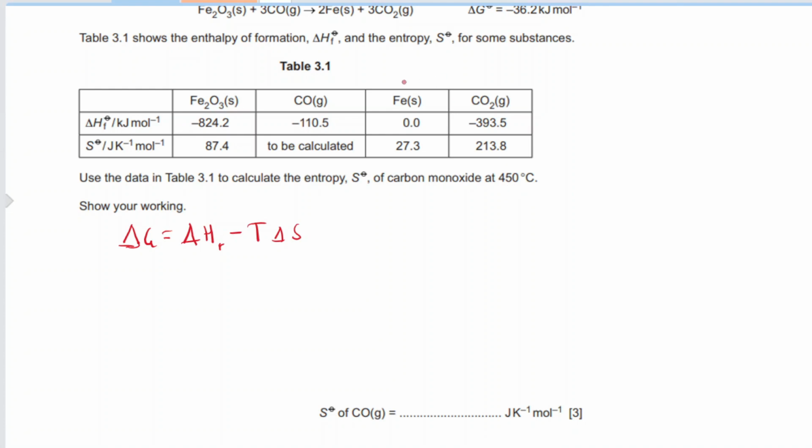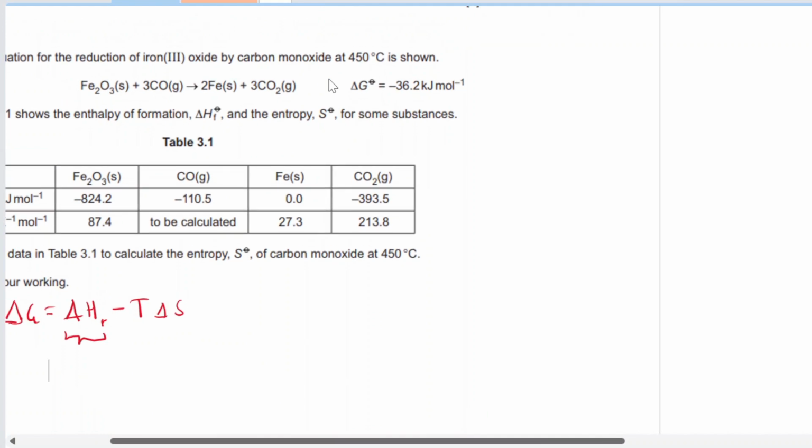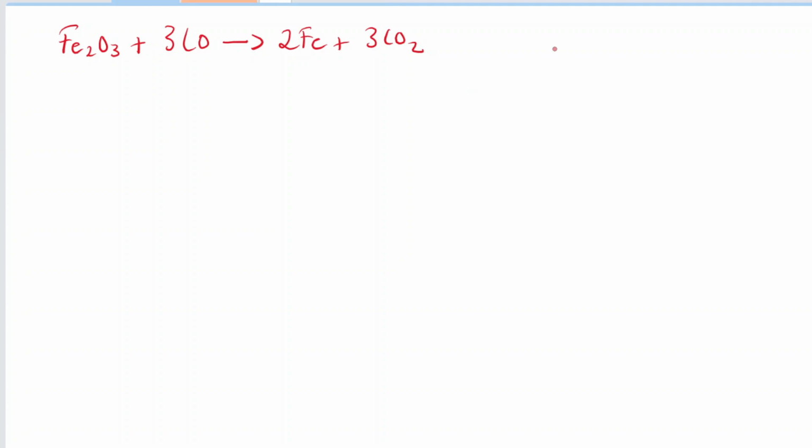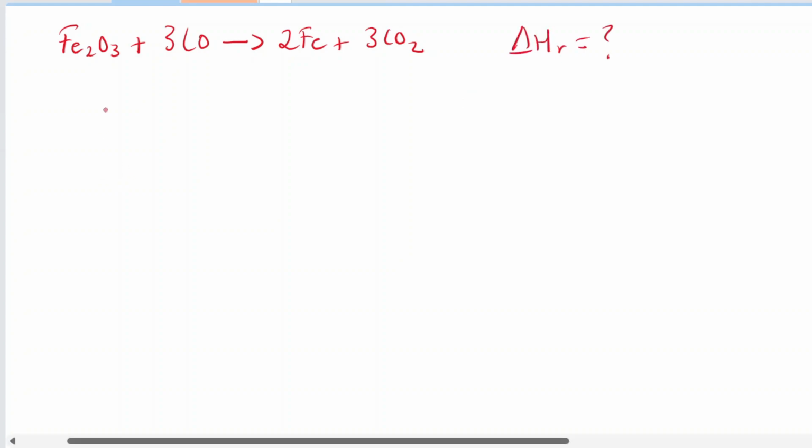So let's go with the first step of this. Step 1 is to actually find this delta HR, which is the enthalpy change of reaction. Let's rewrite this equation over here. So I have rewritten this equation, and let's try to find out the delta HR of this reaction. What we can do is, because we are given the enthalpy change of formation values, remember, what does formation mean? Formation is the enthalpy change when 1 mole of a substance is formed from its elements. So you are forming each of these, this, and this.